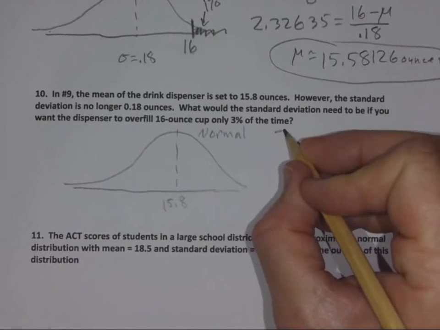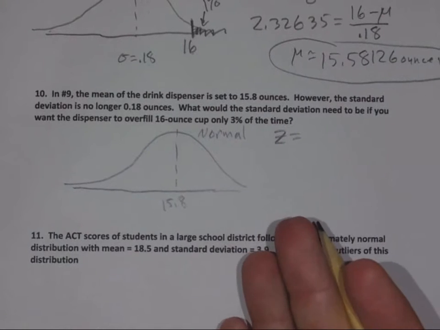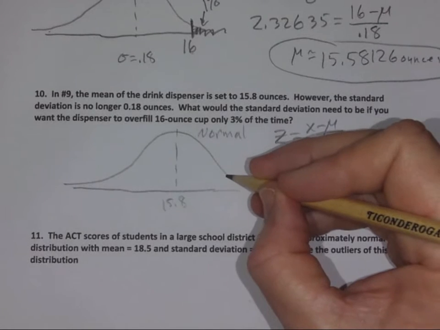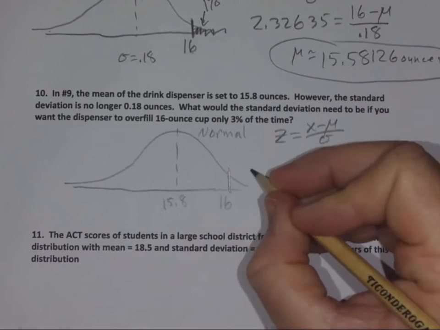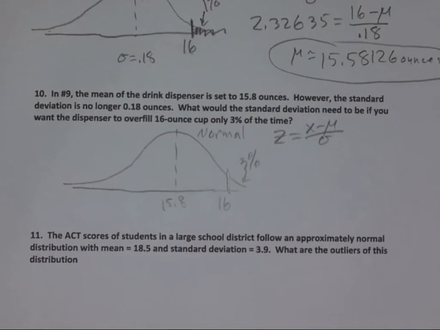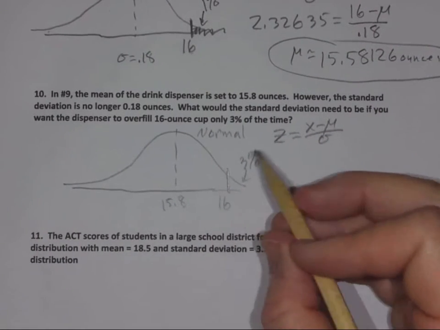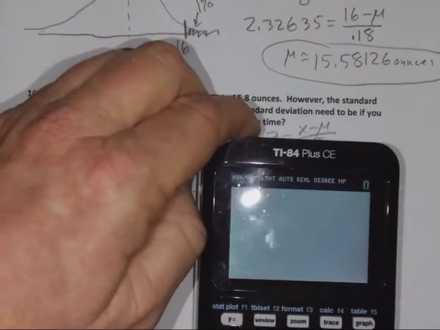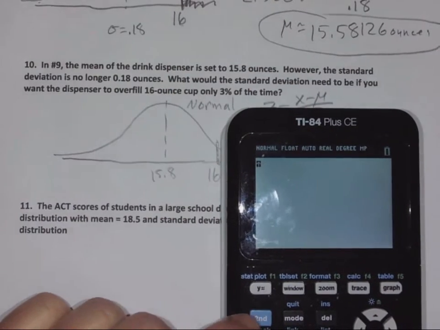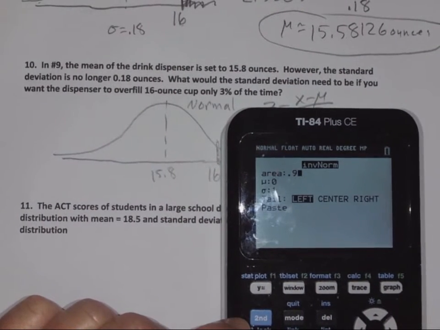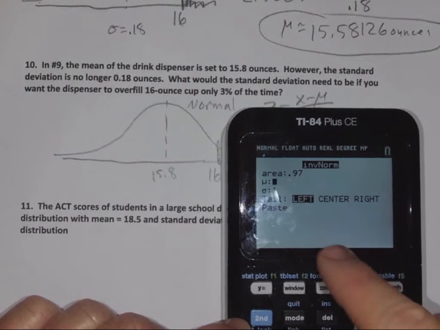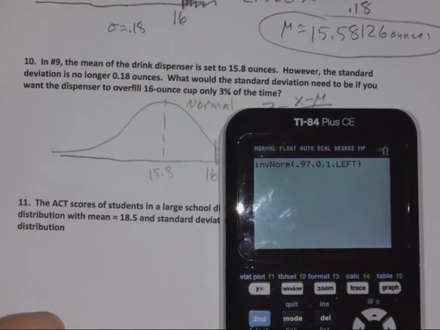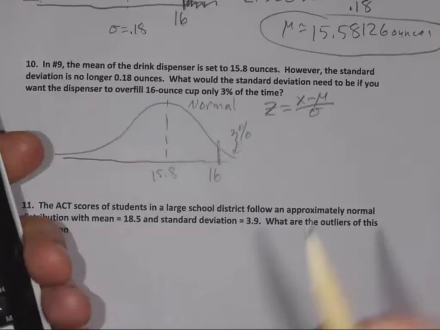Whenever you're asked to find the mean or standard deviation of this normal curve, you're going to use the z-score. X minus mu over sigma. And we want it to overfill only 3% of the time. So at 16, we want this to be just 3%. And so what we'll do is inverse norm. It is in essence 3% above it, 97% is below it. So we will do inverse norm of 97%. So I go inverse norm 0.97, mean of 0, standard deviation of 1, and that'll tell me the z-score for the 97th percentile. And so it, in fact, is 1.88079.